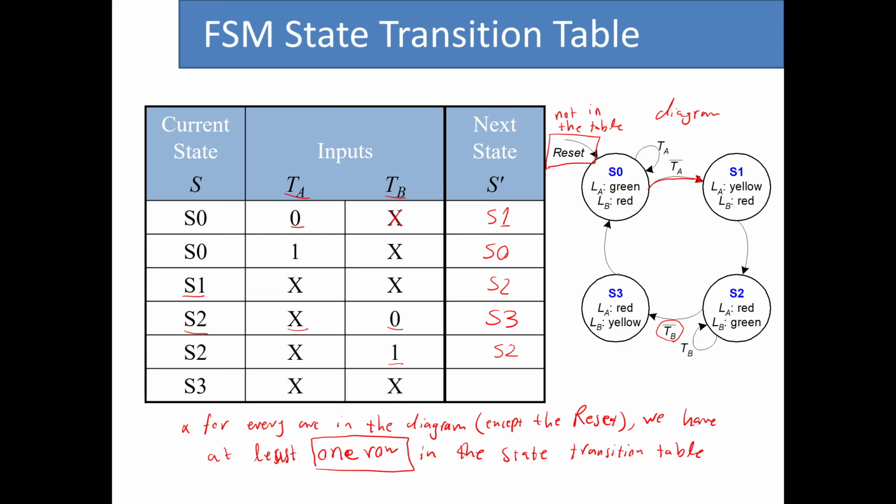And now finally we get to the last arc, which connects S3 with S0. This last arc doesn't depend on any conditions. So both TA and TB are don't cares. So we are at the state S3, TA and TB are don't cares, and our next state would be S0.